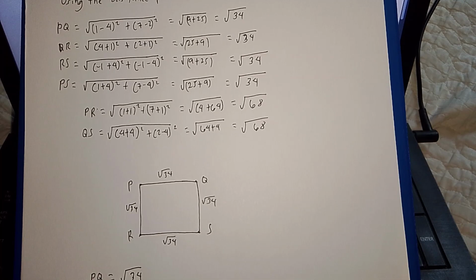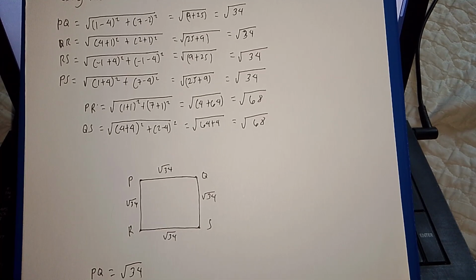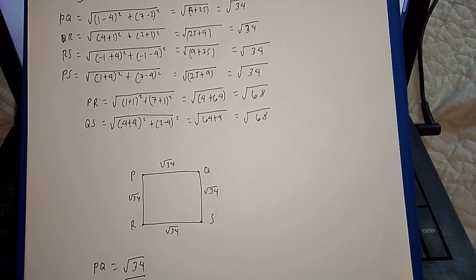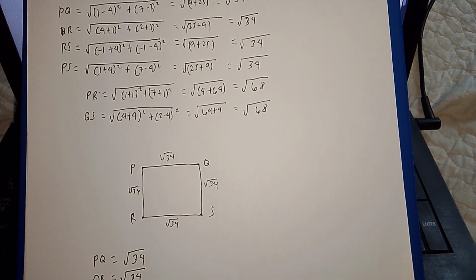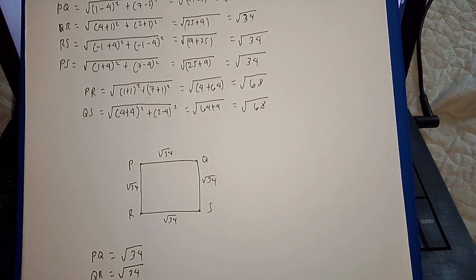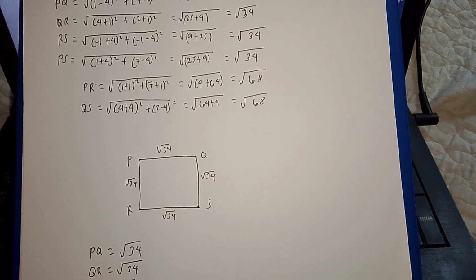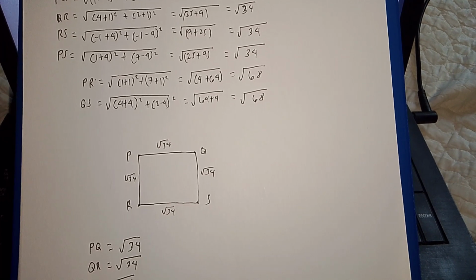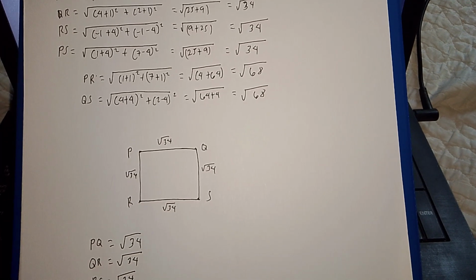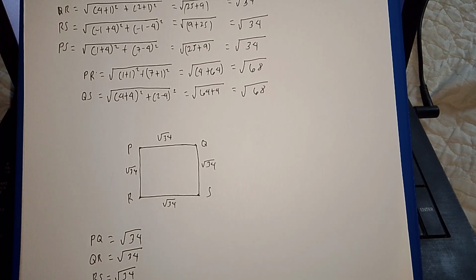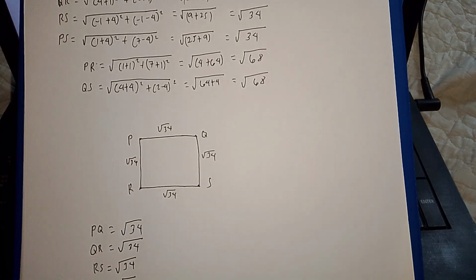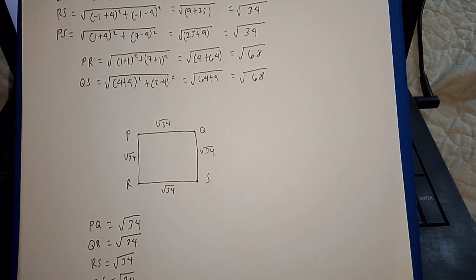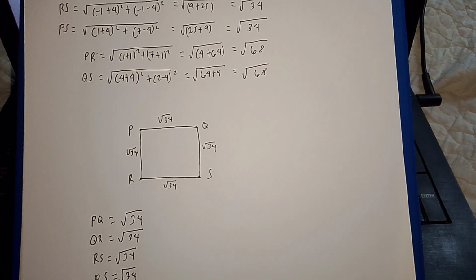So you might be wondering why plus 4. This plus 4 is actually minus negative 4. So 1 times negative, negative times negative is positive. That's why it is 1 plus 4. So continuing, 1 plus 4 squared plus 7 minus 4 squared is equal to square root of 5 squared plus 3 squared. We answer the exponent, so square root of 25 plus 9, which is 34. Square root of 34.